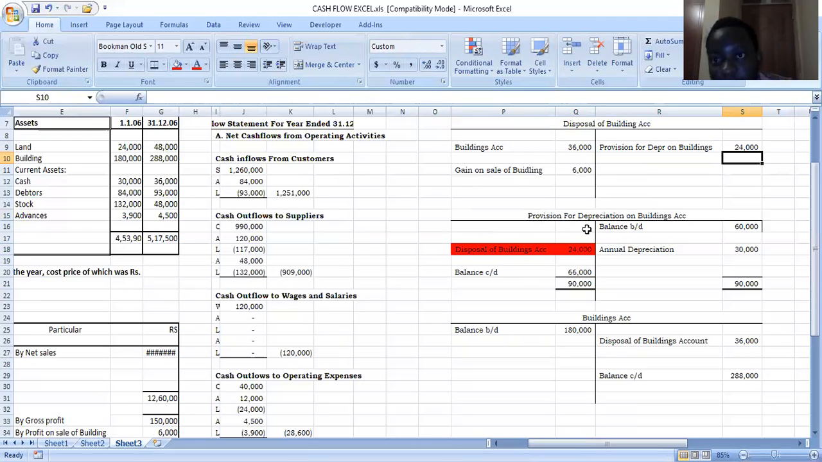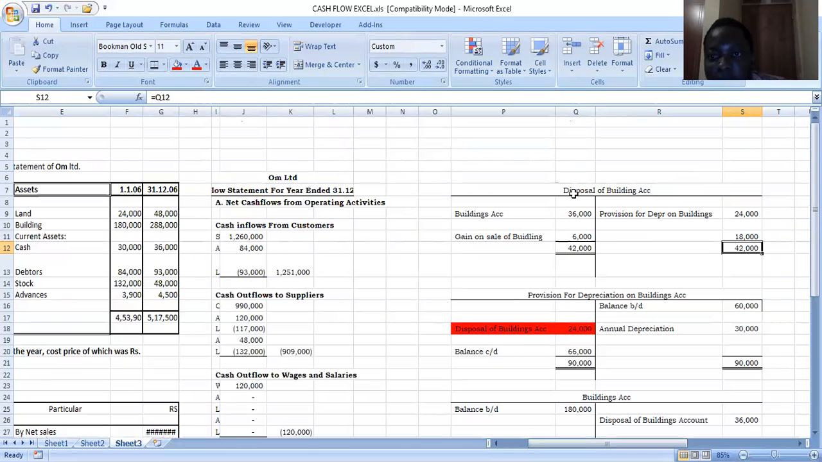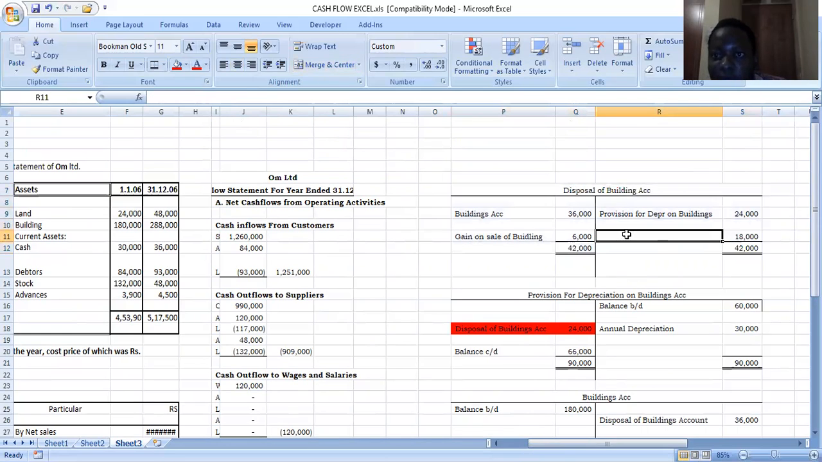So then now we balance off the disposal of buildings account. The debit side is heavier than the credit side. The total of both sides is 36 plus 6, that is 42,000. The difference between the two sides is 42,000 minus 24,000, which is 18,000. The disposal of buildings account should not have a balance carried down. It should balance off, so in this case the difference must be via the bank account.